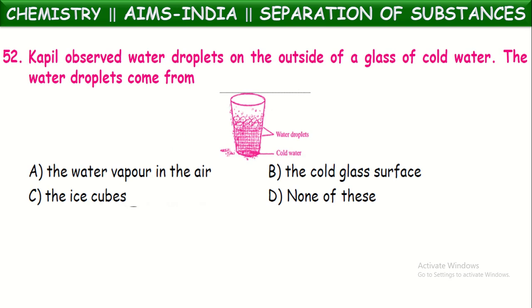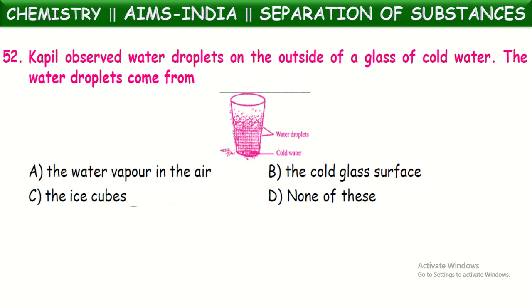Now the next one. Kapil observed water droplets on the outside of a glass of cold water. The water droplets come from? Yes, this we can also observe. Now take a glass of chilled water or water with ice cubes. If we keep that water glass outside on the table for some time, then after a few minutes, if we observe the outer surface of the glass, we can see some droplets of water. From where are the water droplets coming? Are they coming from inside the glass? Are there any holes in the glass? No, that is not happening.